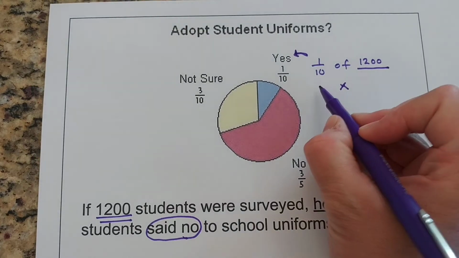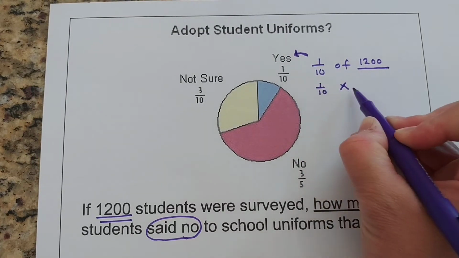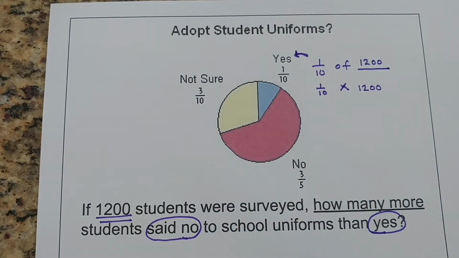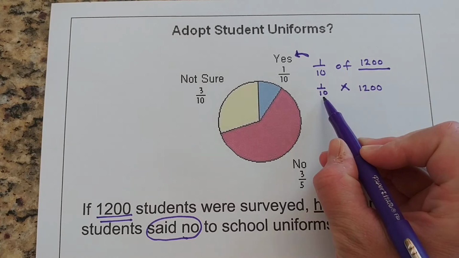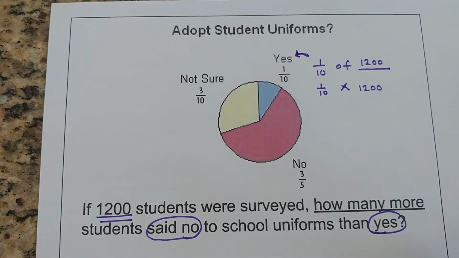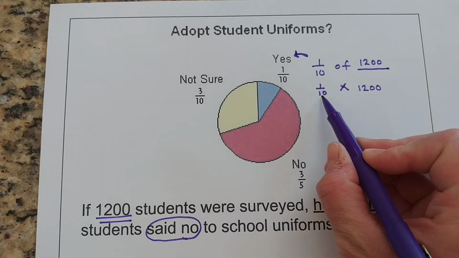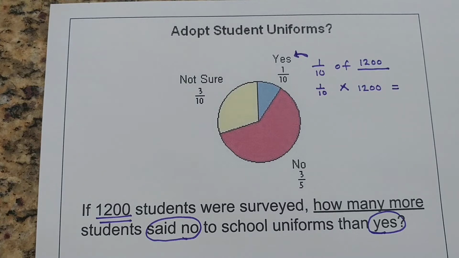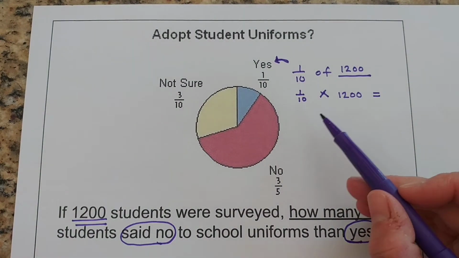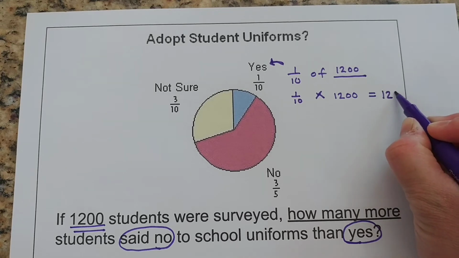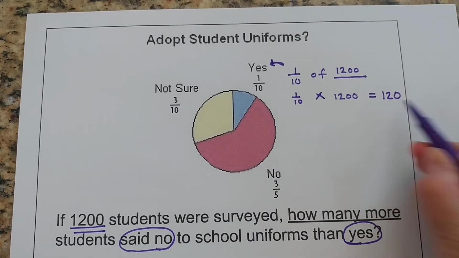So what I can do is I can figure out what 1/10 of 1,200 students is just by multiplying 1/10 times 1,200 on the calculator. Now you could always change 1/10 into a decimal by dividing, or you could change it into a percentage if you want. But it's pretty quick and easy just to multiply 1/10 times 1,200 in the calculator. So 1/10 times 1,200 is 120 students. So that's how many said yes.